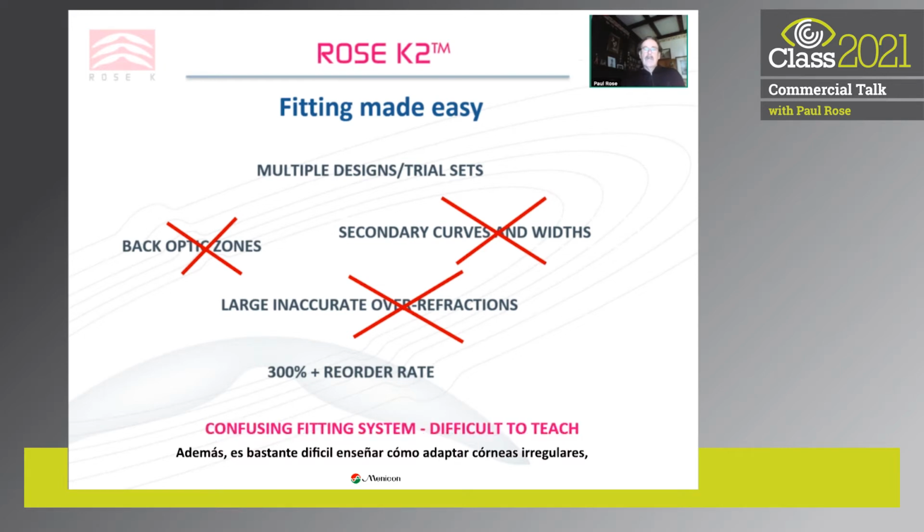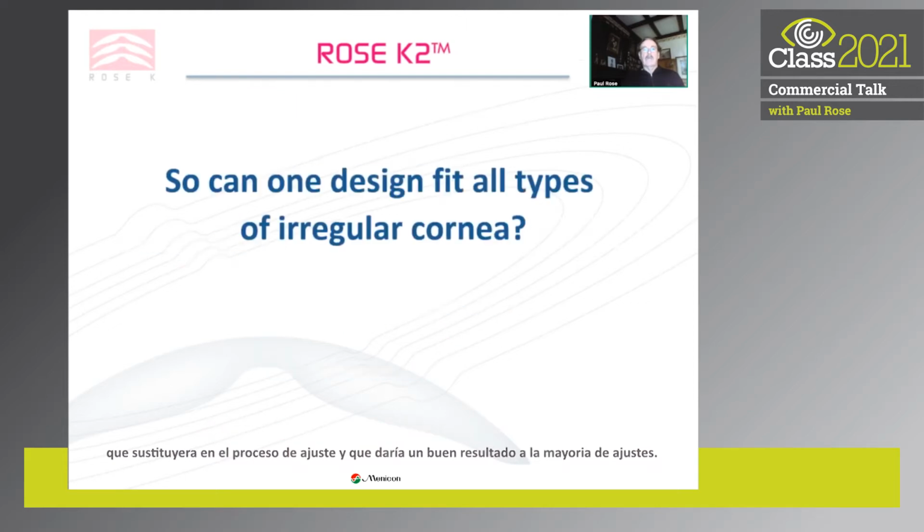Also, it's quite difficult to teach how to fit keratoconus. To say to somebody looking at a fluorescein pattern, change the third curve, go 0.2 wider and 0.5 flatter, really doesn't mean a lot to the inexperienced fitter. So I decided to come up with a fitting system, a 5-step fitting system that assisted you in the process of fitting and which would give a good result to the majority of fits.